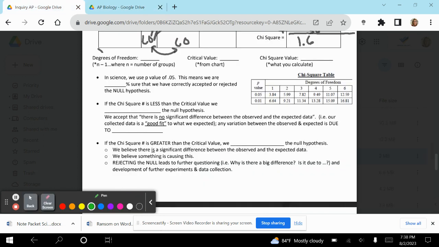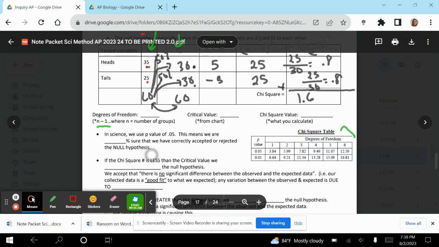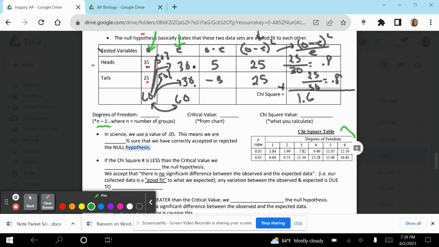Now, you need to understand what these numbers mean and what we call each of these different sets of numbers in the table. The first thing you have to figure out is the degrees of freedom, which is n minus 1. And n means the number of groups that you have listed in your table. We have two groups, heads and tails. So n equals 2, and 2 minus 1 gives us a degree of freedom of 1.